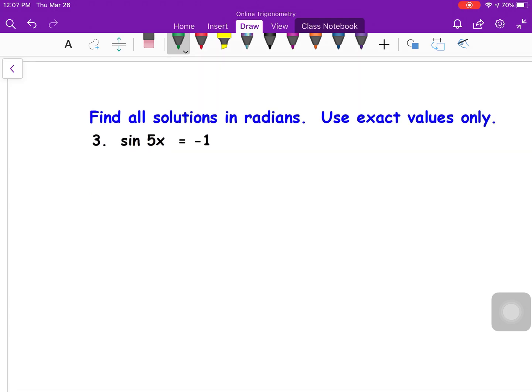Now, in this third example, it tells us that we're working with radians. But it says to find all solutions in radians and does not give us any restrictions. Since there are no restrictions, there will actually be infinite answers.